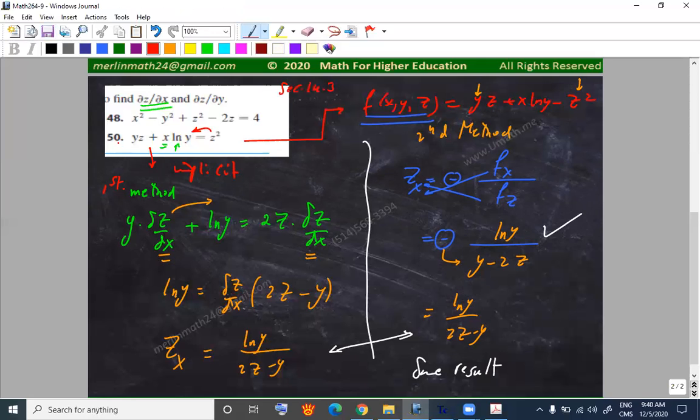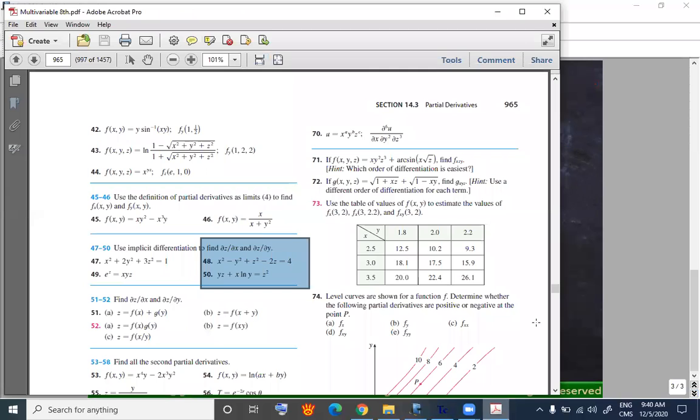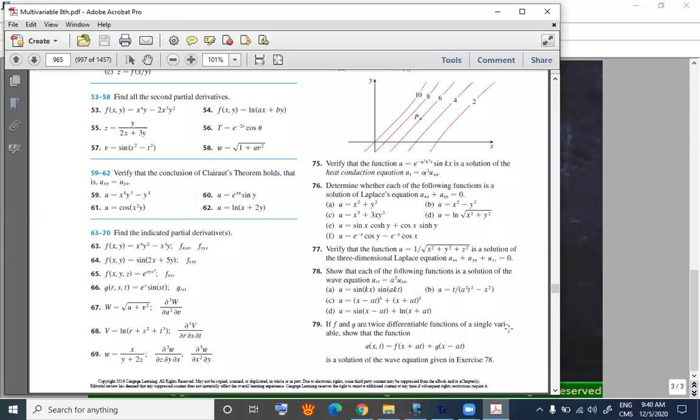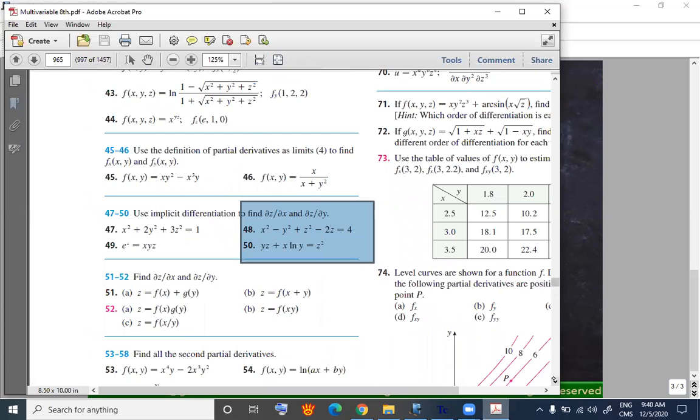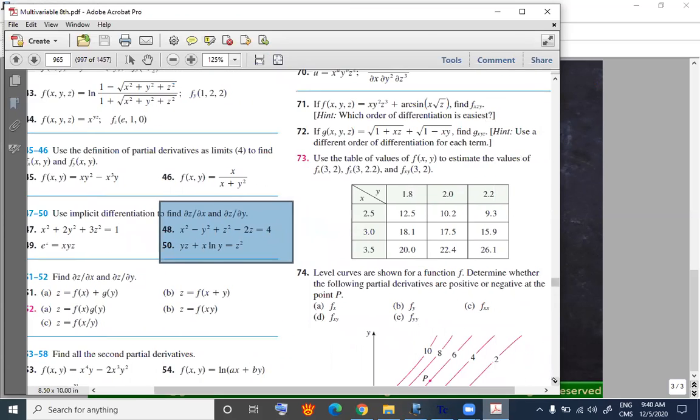Okay, number 50. Okay, next, number 76, same section, same chapter. But not all of 76, only D, E, and F. Now determine whether it satisfies the Laplace equation. So the Laplace equation is u sub xx plus u sub yy equals 0.